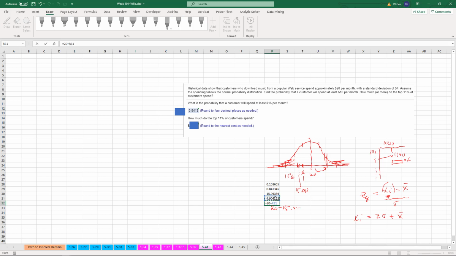And there you go. Anybody that spends $24.90 or more is in the 11% club. Okay. Yay, we did it right. Very good. On to the next one.